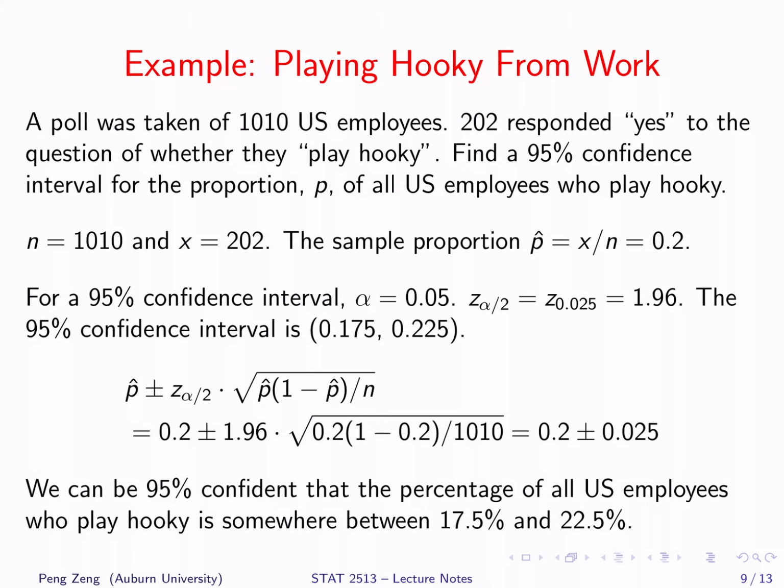The 95% confidence interval is therefore 0.2 plus minus 1.96 times the square root of 0.2 times 1 minus 0.2 divided by 1010. Do the math, and it is 0.2 plus minus 0.025. We can be 95% confident that the percentage of all US employees who play hooky is somewhere between 17.5% and 22.5%.